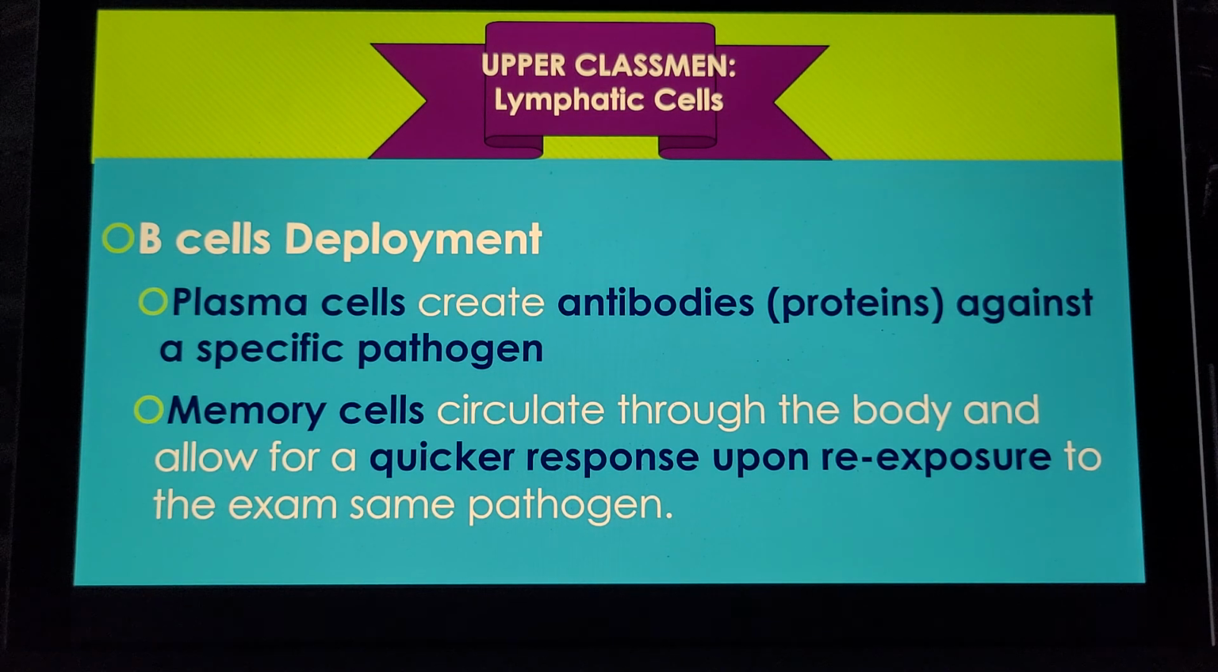So our plasma cells are going to create the antibody. These are proteins against that specific pathogen. Those proteins will bind specifically to that foreign pathogen to activate an immune response. And then memory cells just hang out in the body. If you get reinfected a second time, or if it's because they were from a vaccine, whatever, you just have a quicker response to that exact same pathogen.